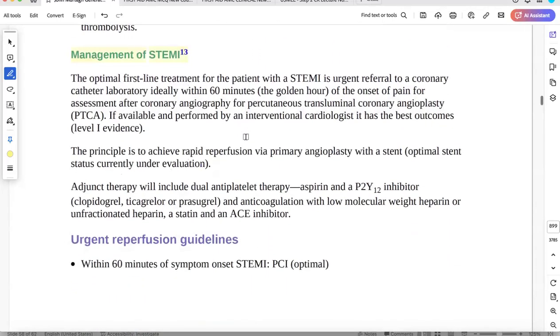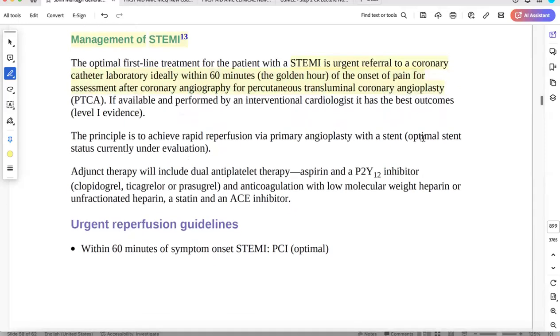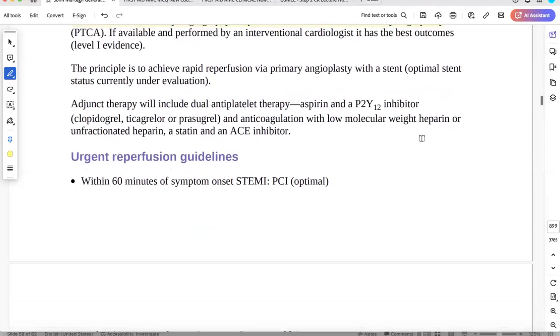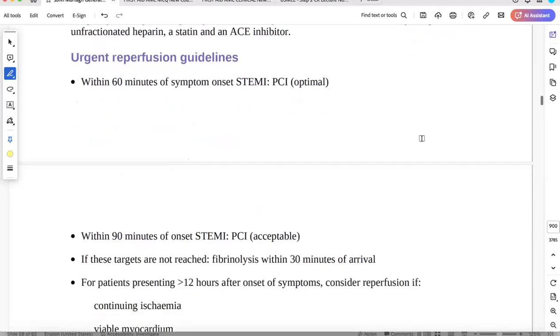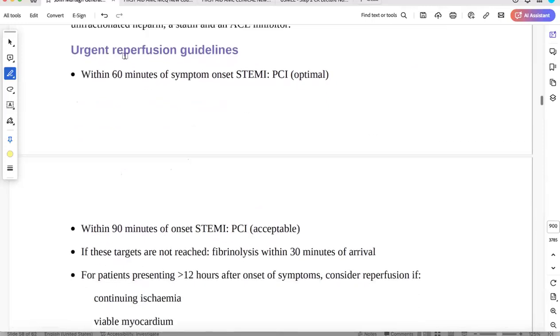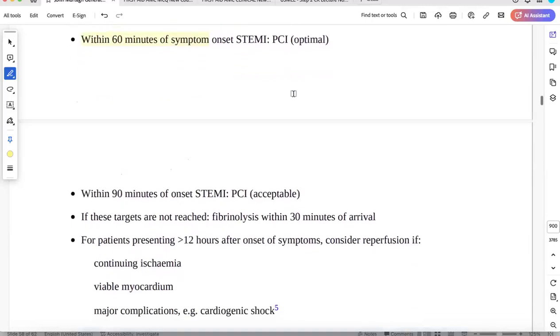Management of ST elevated AMI. So the optimum first line treatment for a patient with ST elevated AMI is urgent referral to a coronary catheter lab, ideally within 60 minutes of the onset of pain, for assessment after coronary angiography for percutaneous intervention, that means angioplasty. So within 60 minutes, the patient usually needs to go for an angioplasty. So urgent reperfusion guideline: within 60 minutes, the patient ideally should have a PCI.